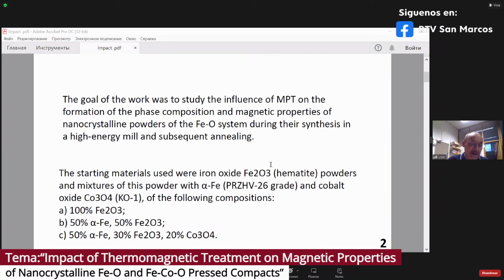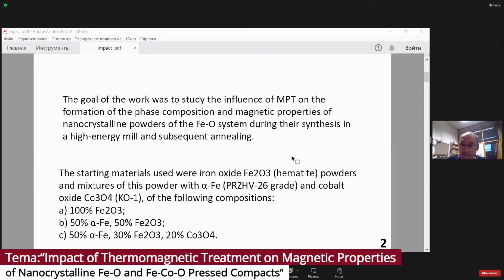So, therefore, our goal was to study the influence of MPT on the formation of the phase composition and magnetic properties of nanocrystalline powder of the iron-oxygen systems during their synthesis in a high-energy mill and subsequent annealing. You see which kind of materials we used for this work.